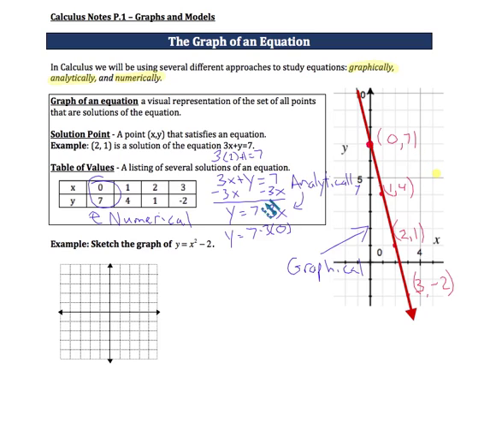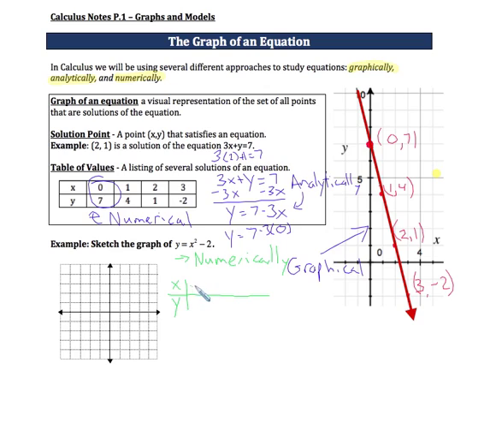So let's go ahead and try this example. You can try it on your own, and we're going to try this using a numerical approach. If you want to try this on your own, you could pause the video and try it, or you can just continue to follow along. So we want to do this numerically. It's nice because the equation is already set up in y equals form, so it'd be very easy to make our table of values. We'll put an x and a y.